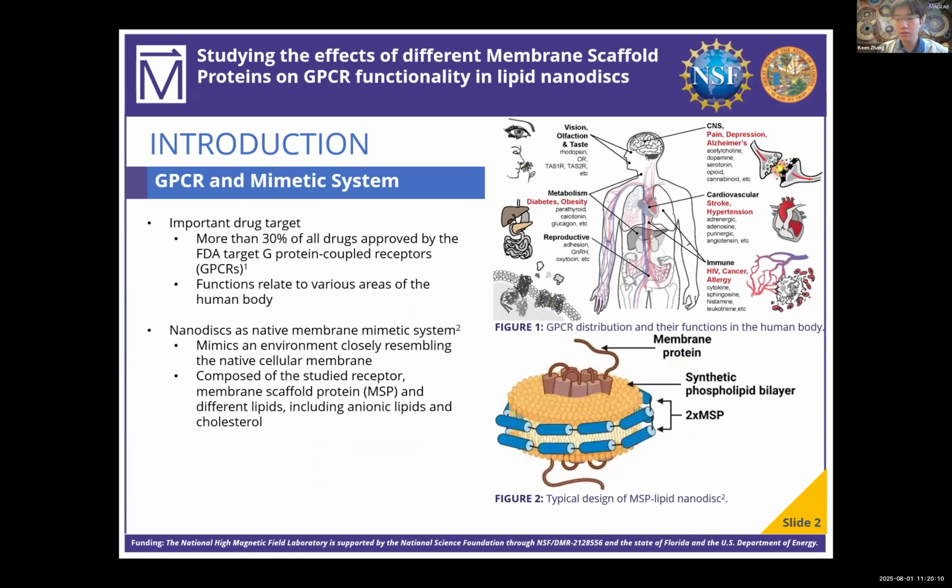More than 30% of all drugs approved by the FDA target G protein coupled receptors, and a lot more G protein coupled receptors are not yet studied. They are involved in many functions relating to major human systems, as shown in this figure. To study GPCRs, we use a mimetic system called nanodisc. These nanodiscs mimic the human cellular membrane.